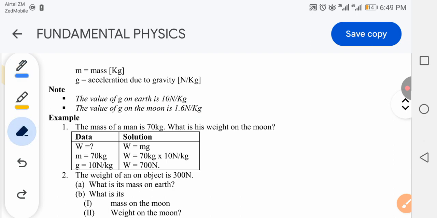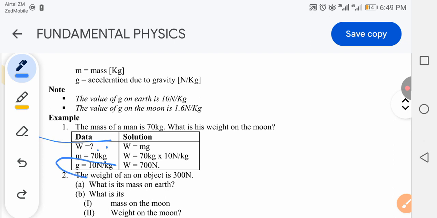So for example, let's try solving this one. The mass of a man is 70 kg. What is his weight on the moon? Okay. First of all, you need to collect data. Do you have weight? Nope, don't have. Do you have the mass of the man? Yes, we have. Do you have the weight on the moon?